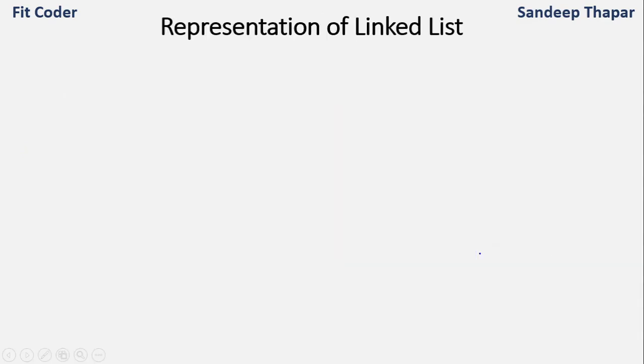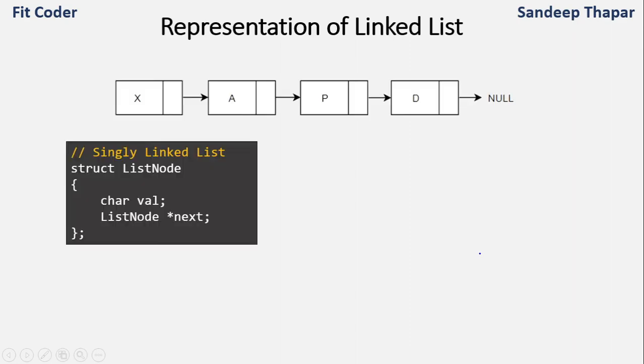Now let's understand how we can represent a linked list. To represent a singly linked list, we can use a structure which has a data member. So this is basically the data field, and this is the pointer to the next node. Because here I'm using a character value, I've used character data type. So these two fields comprise a node of the linked list.